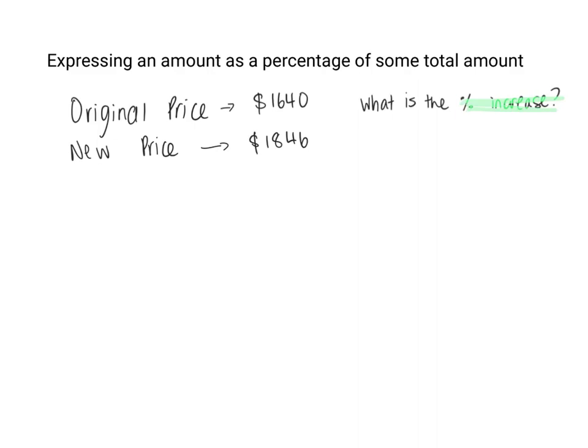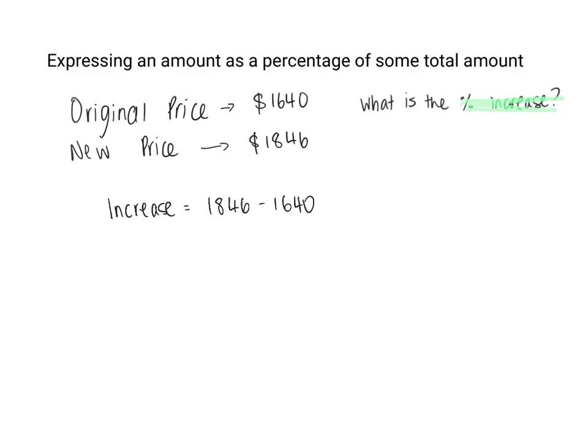So to start with, what we need to find out is, well, what is the increase? So we're going to take the original price from the new price. So the increase is going to equal 1,846 subtract 1,640.